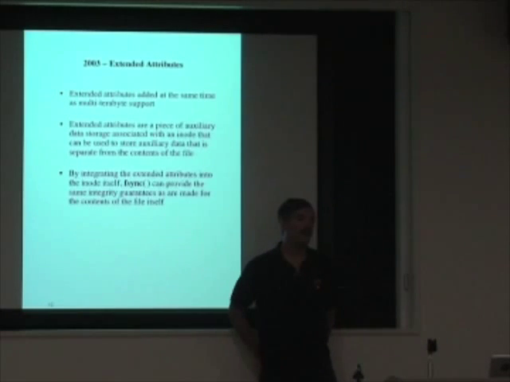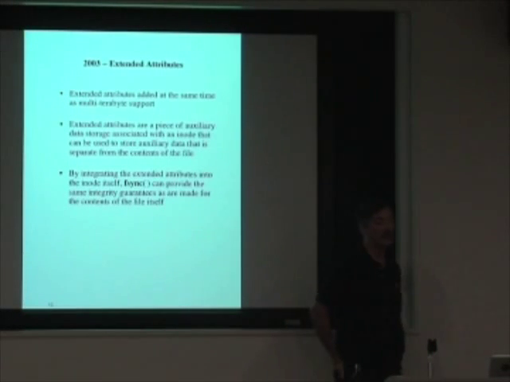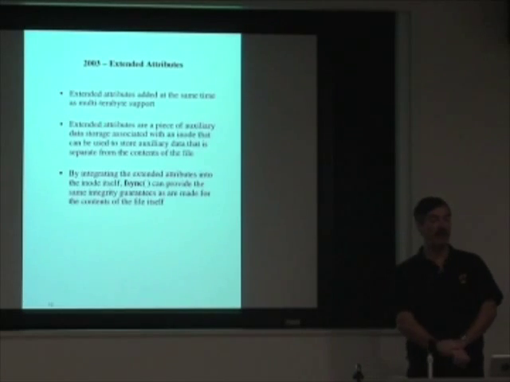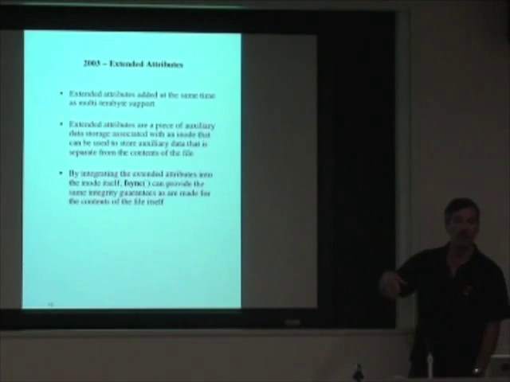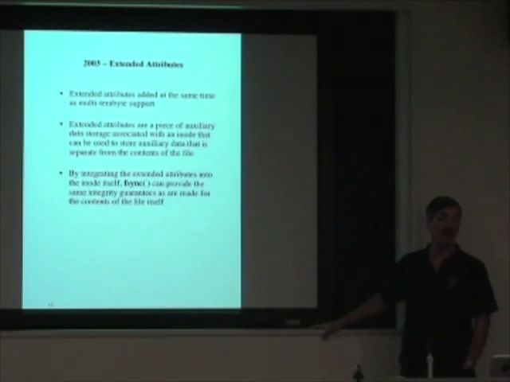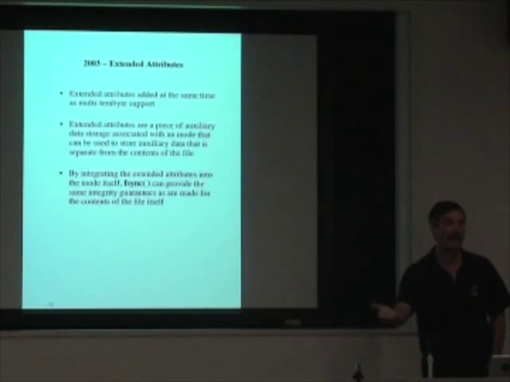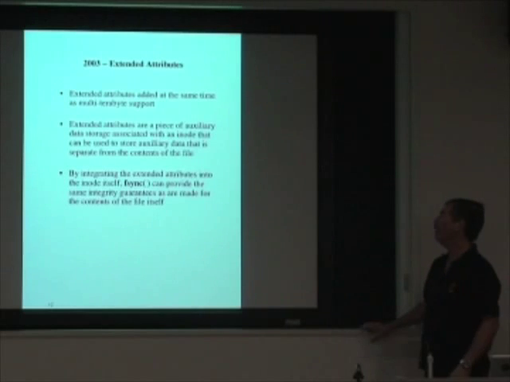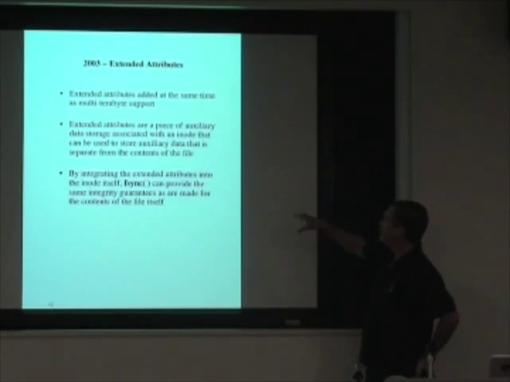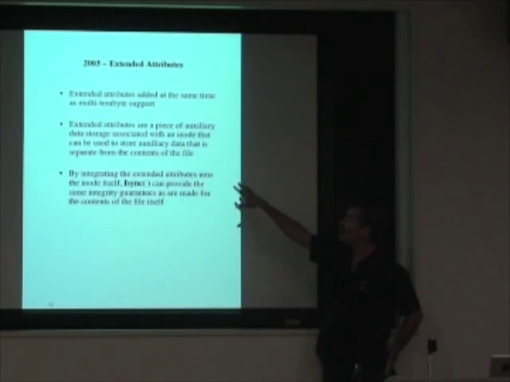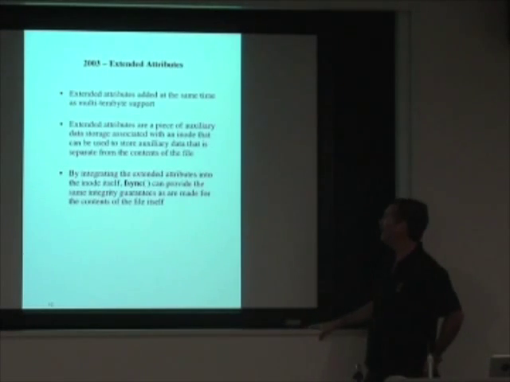Other things that have continued to be worked on: in 2003, we decided that we would add this thing called extended attributes. This was all part of the multi-terabyte work that was being done. Since we were changing the format of the inode, we figured, well, we could add this notion of having extra information. In the Apple world, they call it a file fork. So it's just a place to store extra stuff about the file. And there's just another little area of pointers on the inode that points to this auxiliary data.